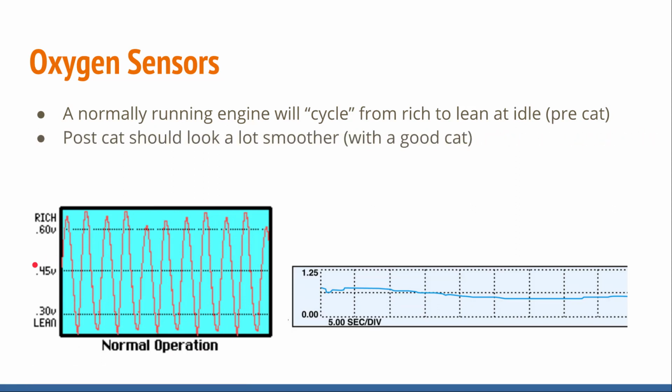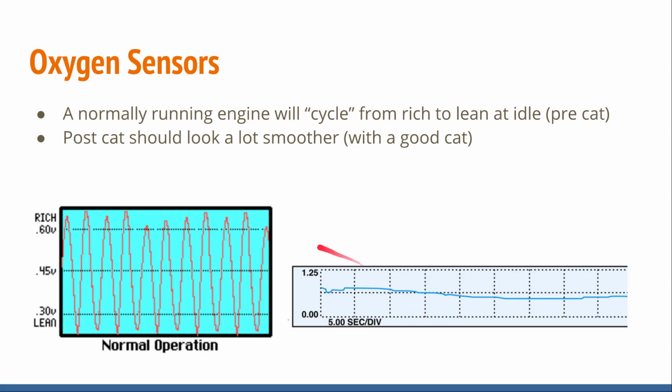Now the post-cat or downstream O2 sensor should look a lot smoother. See how we just got a flat line here? But this is what a good downstream looks like. The reason for that is the catalytic converter. Now remember that catalytic converter glows red hot and it burns off or stabilizes all the unburnt fuel. So when we have a vehicle with a bad catalytic converter, guess what this downstream O2 sensor looks like? The exact same as the upstream. We see it up, down, up, down, up, down. We see it cycling just like the upstream. That's how we diagnose a bad catalytic converter.